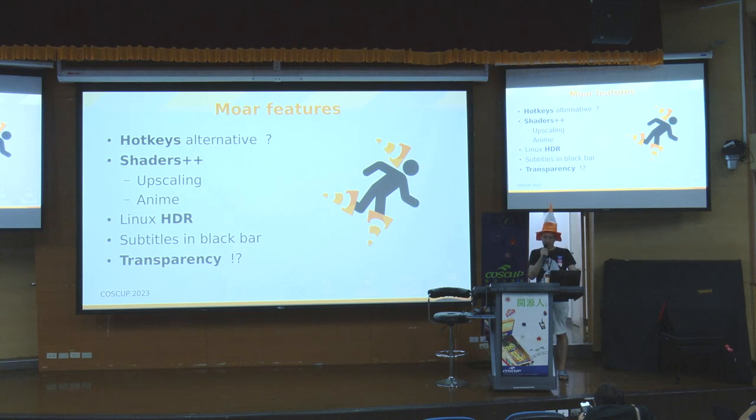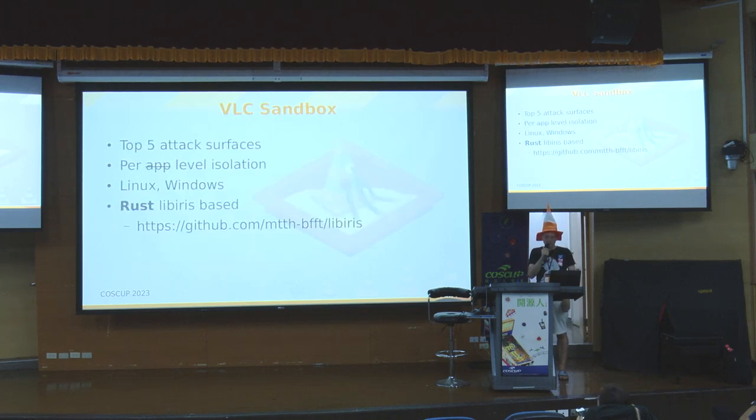We also need to support HDR on Linux. We want on Windows to move the subtitles into the black bar, so below the video. If for some reason we want to support transparency, if you remember, I mentioned Unreal and Unity video game engines. So mostly this is the reason. But we also have a project of sandboxing.